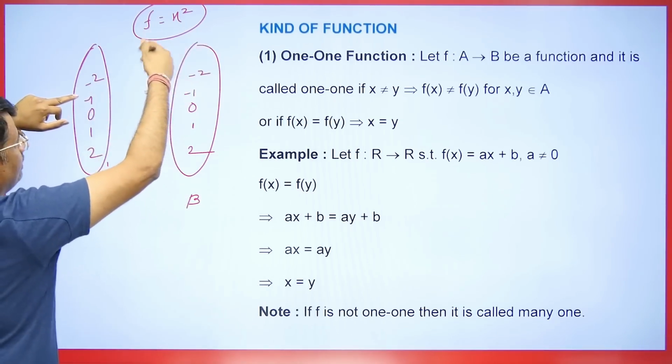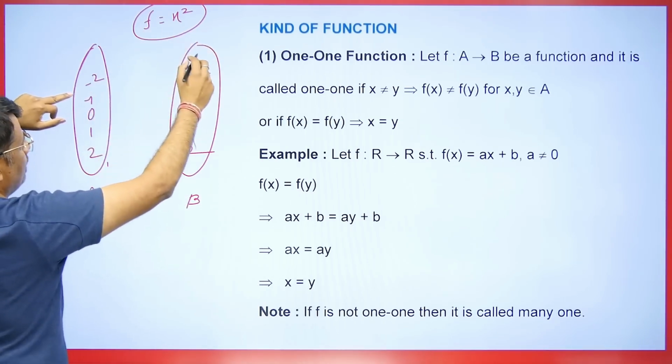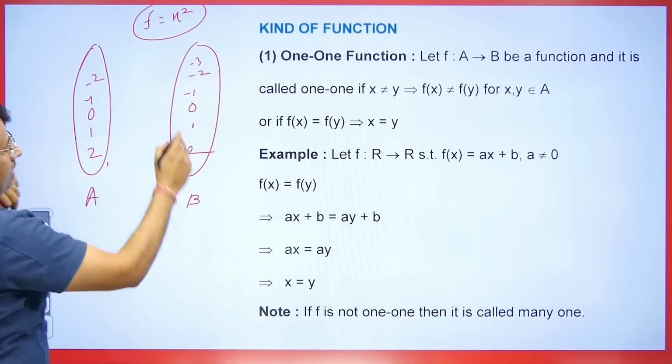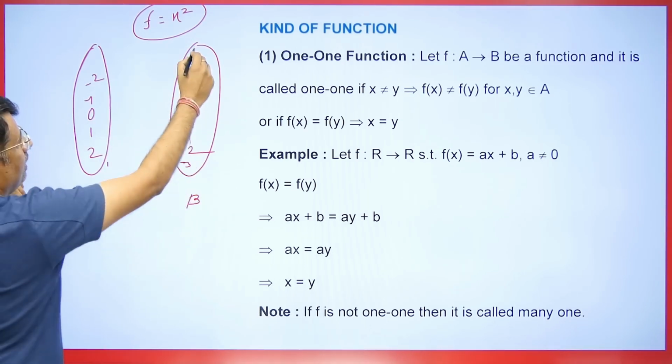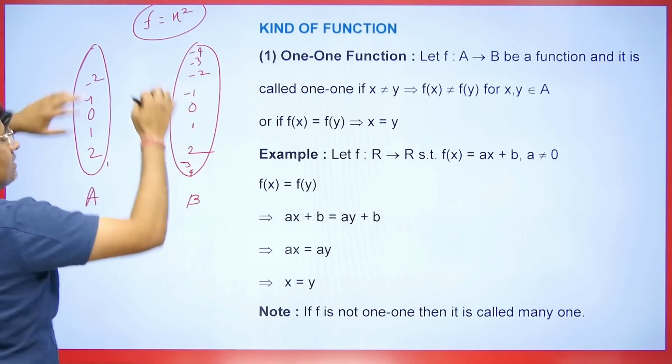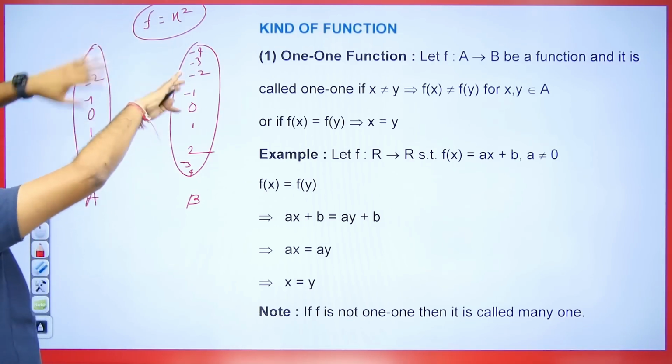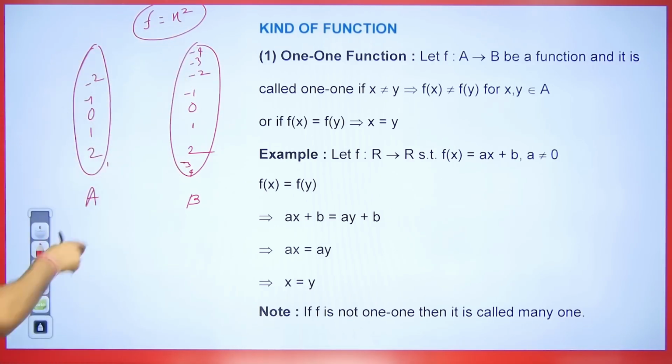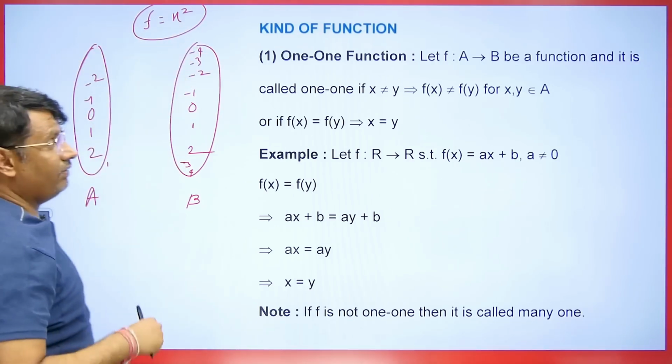I think we should take even more elements, because when we take its square, it will be 4. So students, this will be -3 and this will be +3. This will be -4 and 4. Assume that this is coming. I have corrected the question a little. This is the element we have, right? Now let's see whether it is one-one or not.